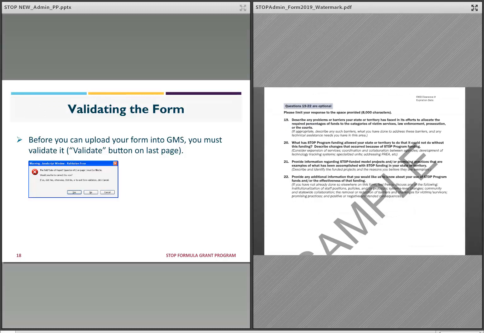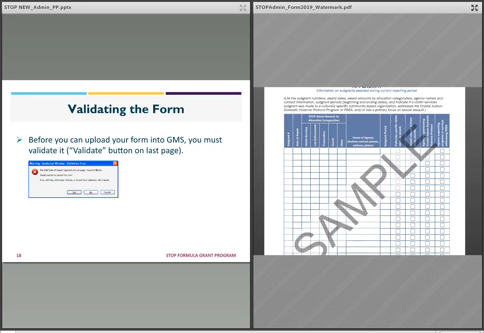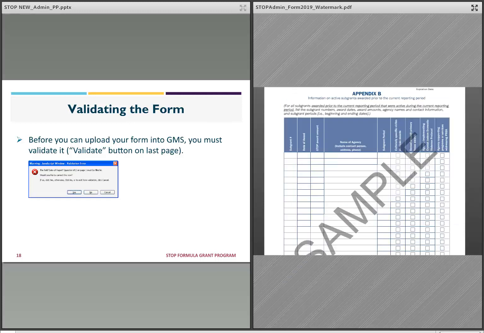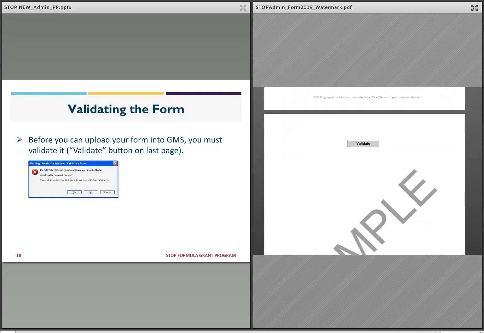Now, before you are able to submit your form back into the grant management system, you will need to successfully validate it. To do this, you scroll to the very end of the progress reporting form, and you see this small gray Validate button. You must click this. You might get an error with a red X on it. If you get an error like this, it is something you will need to resolve before you're able to successfully validate the form and therefore able to successfully upload it into GMS and submit it for that year.